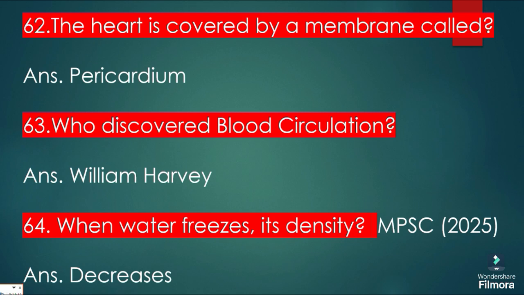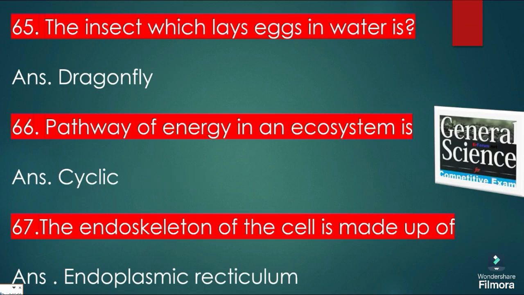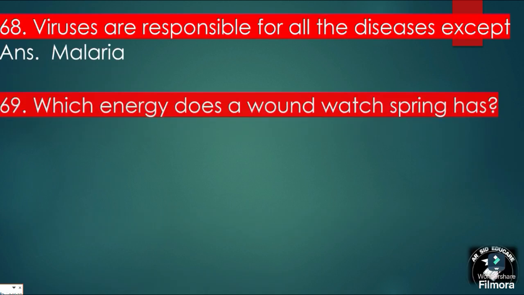The heart is covered by a membrane called the pericardium. Who discovered blood circulation? William Harvey. When water freezes, its density decreases. The insect which lays eggs in water is the dragonfly. The pathway of energy in an ecosystem is cyclic. The endoskeleton of the cell is made up of endoplasmic reticulum. Viruses are responsible for all diseases except malaria.